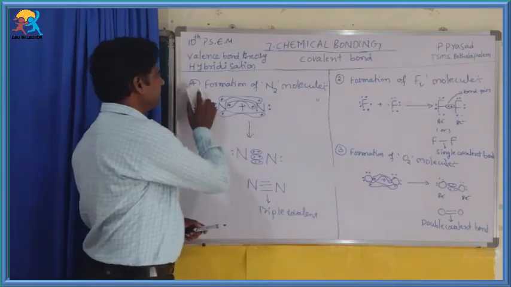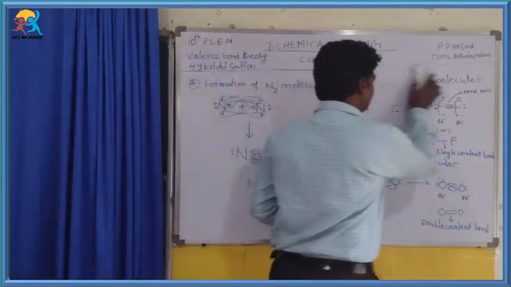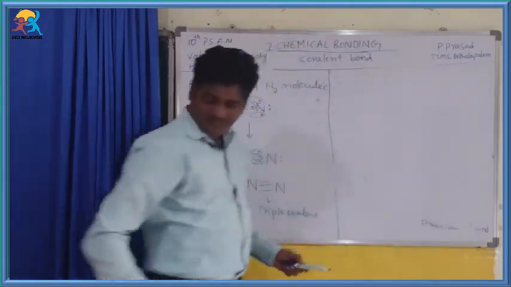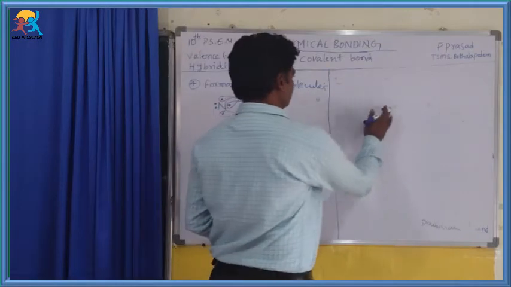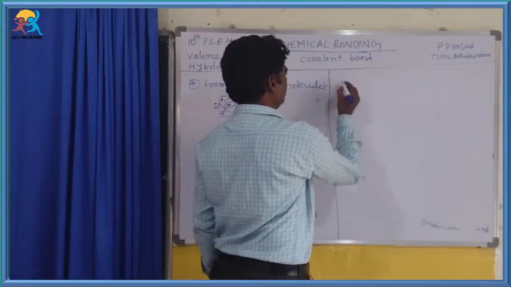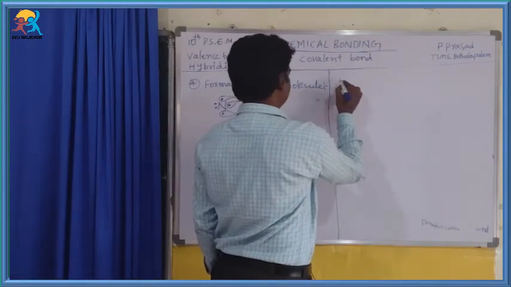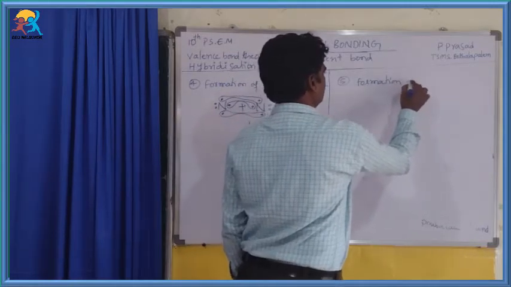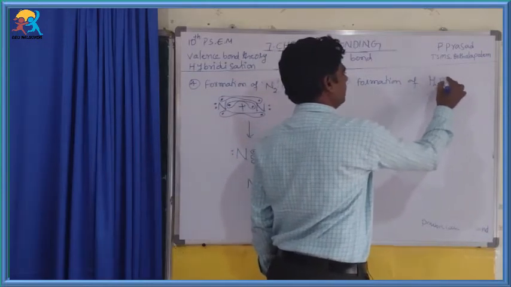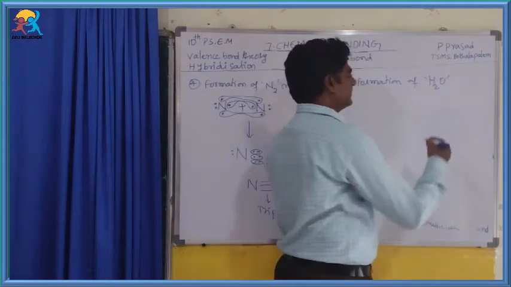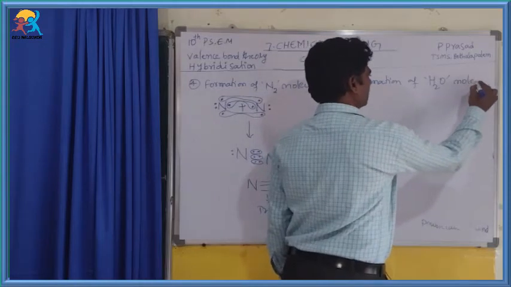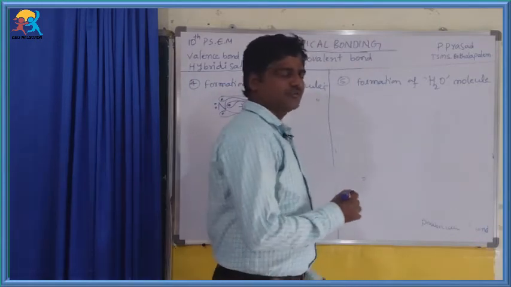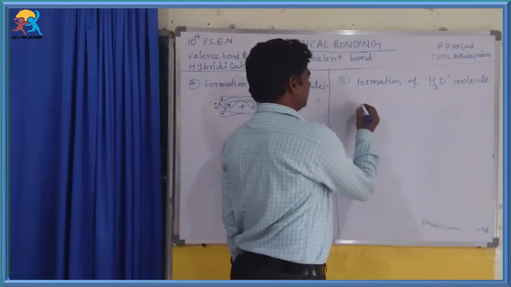So I am going to discuss another example, a polyatomic molecule now, that is the formation of a water molecule. Okay, so that is the 5th example here, formation of H2O. What is the formula of water? H2O. H2O molecule. So what is the central atom? The central atom is oxygen here.